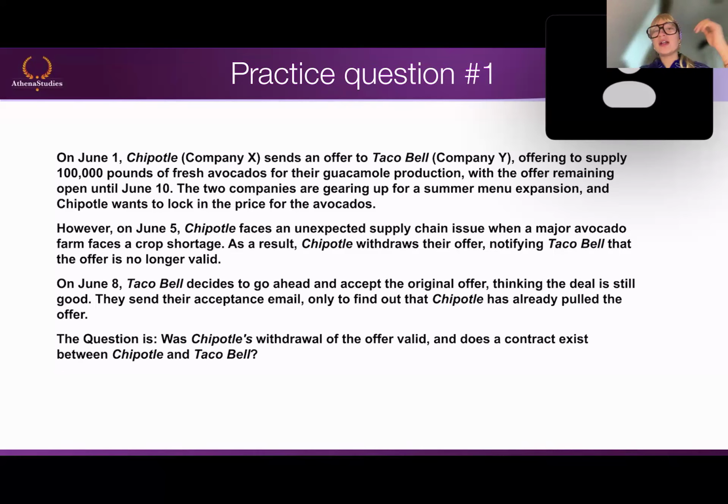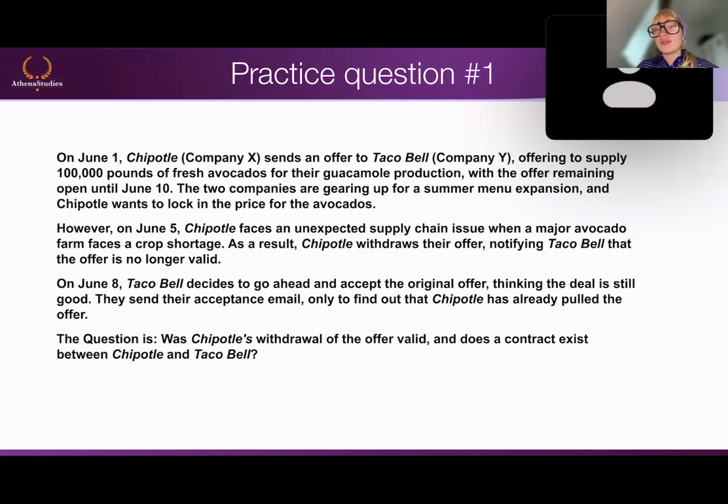So, on June 1, Chipotle sent an offer to Taco Bell saying that, well, we're going to supply you with fresh avocados. And the offer will remain there until June 10. And on June 5, Chipotle came across some very unexpected issues and wants to withdraw their offer. So they notify Taco Bell that the offer is no longer valid and they want to revoke it. On June 8, 3 days later, Taco Bell says that, well, I accept the original offer. And yeah, I want to go on with our avocado thing. And they send their acceptance email.